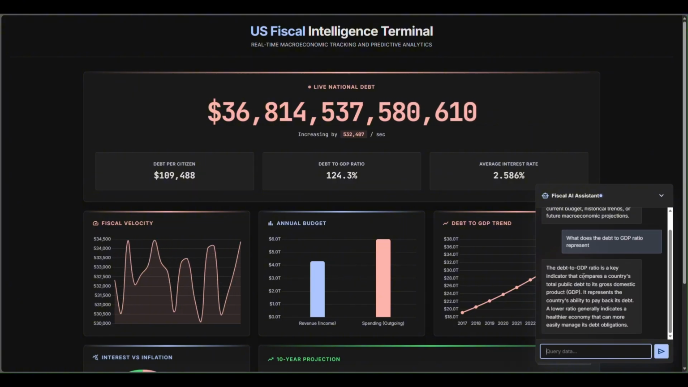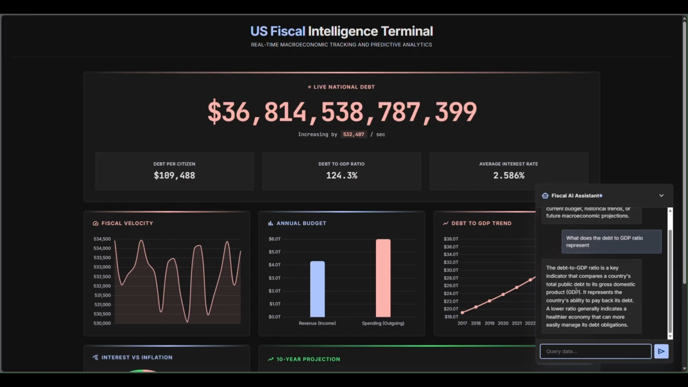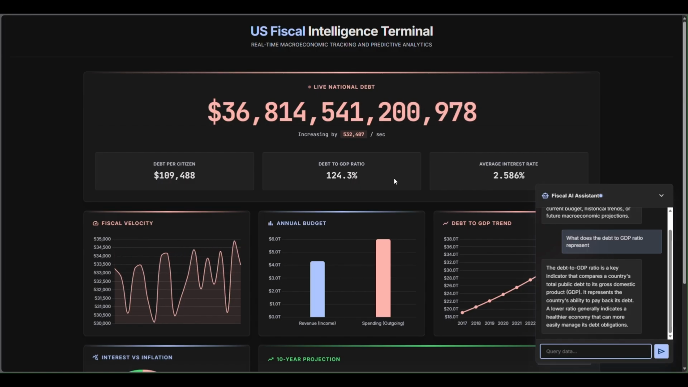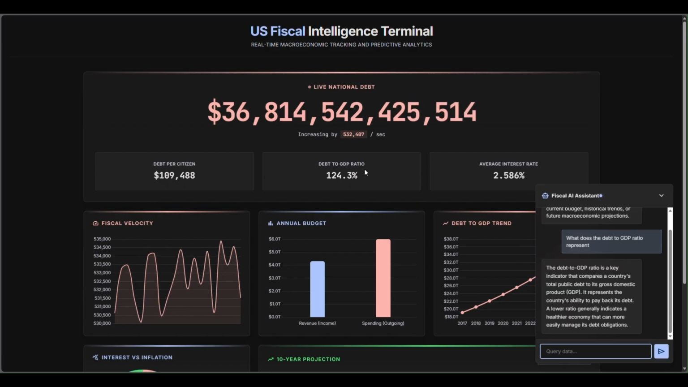It tells you the debt to GDP ratio is a key indicator that compares a country's total public debt to its gross domestic product. So it explains to you briefly what this term debt to GDP ratio means.